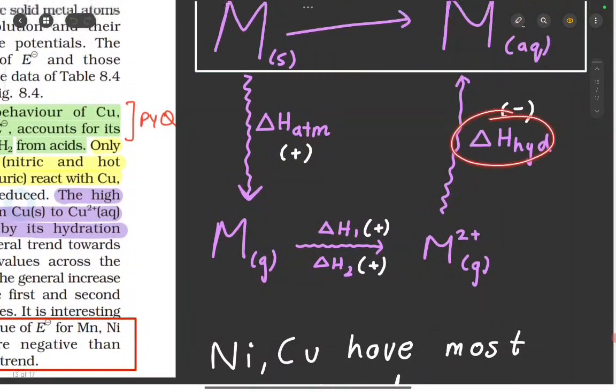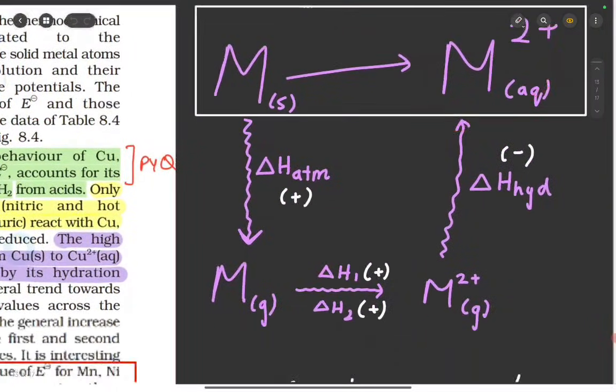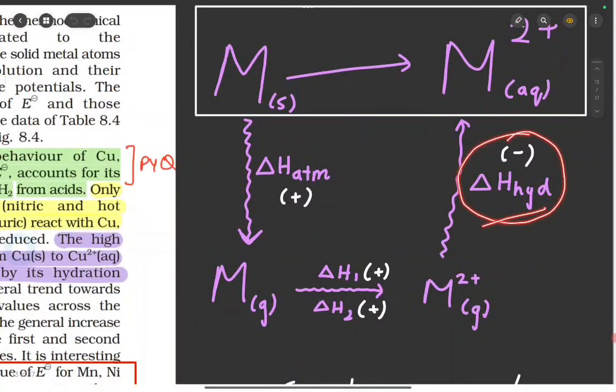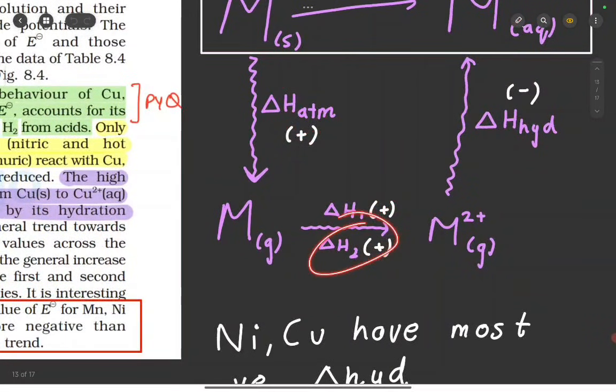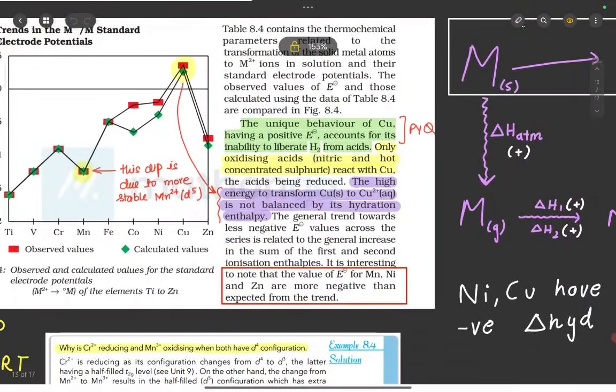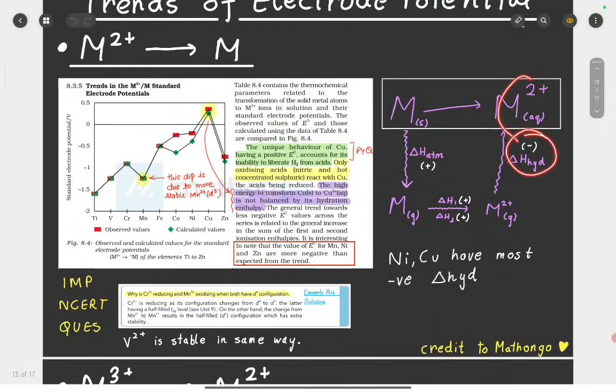But the hydration of it is a negative process. Exothermic process means it will release energy. In order for this process to take place, the product must be more stable, which means the negativity of the hydration energy must balance the sum of the atomization energy, the first ionization energy, and the second ionization energy. And in the case of copper, the hydration energy just fails to do that.